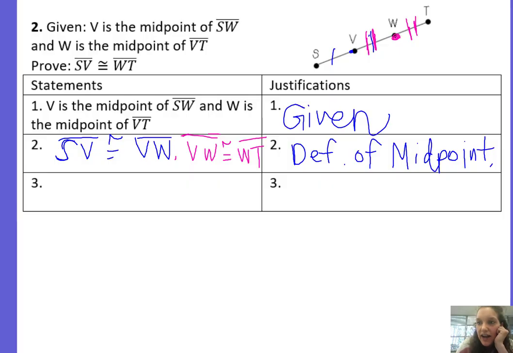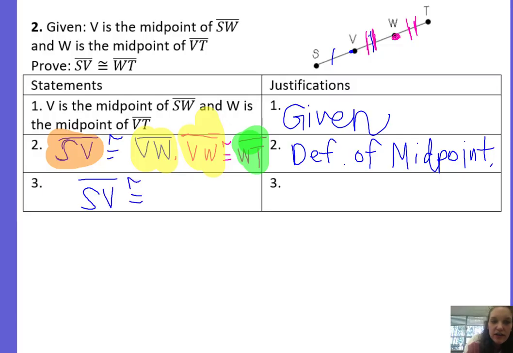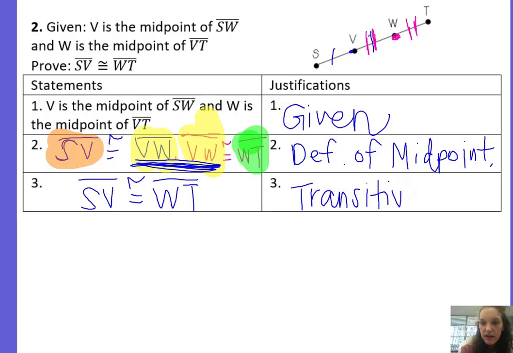And so now I notice I have SV, that's a term. I have VW, that's a term. And then I have WT, that's a term. I have three terms. 3 starts with the letter T. T for transitive. So by the transitive property, I can say that segment SV has to be congruent to segment WT. This VW right in the middle sandwiches it together by the transitive property. There we go.